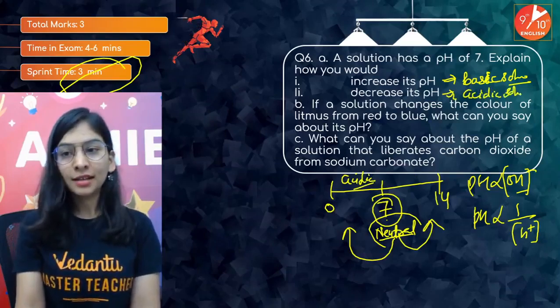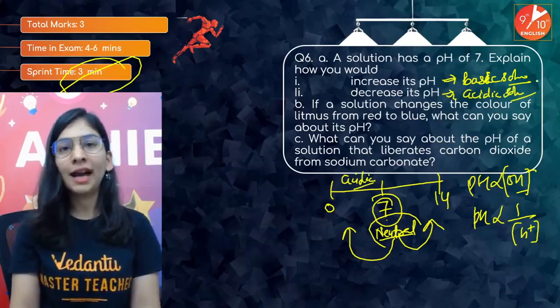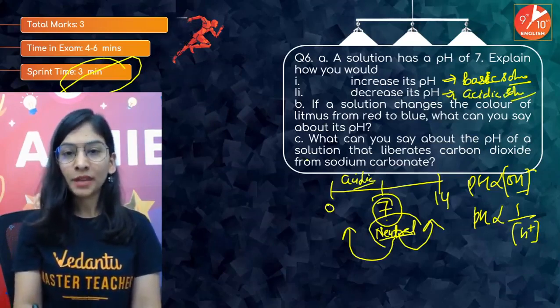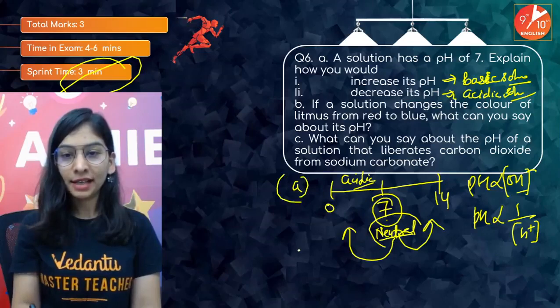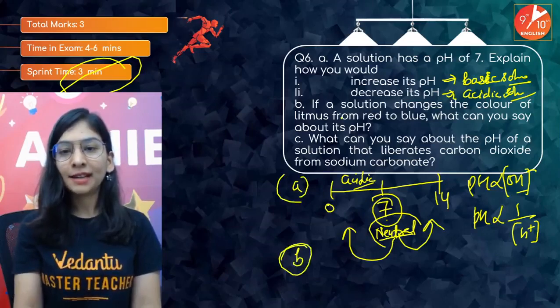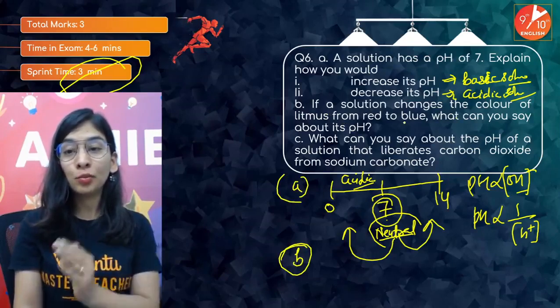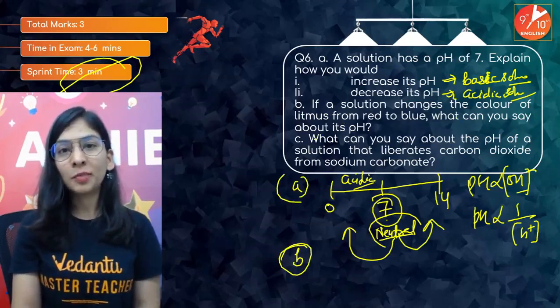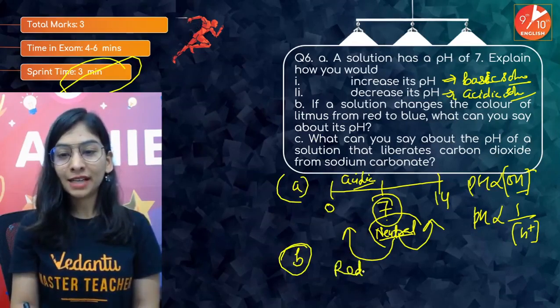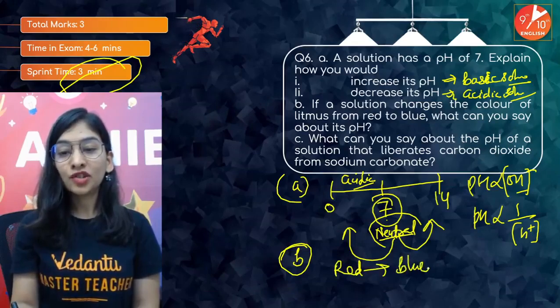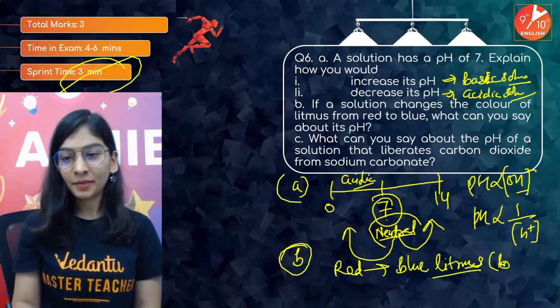So acidic, by putting HCl, maybe hydrochloric acid. Okay, so this A part is done and added. When I talk about the B part, that is telling if a solution changes the color of litmus from red to blue. What can you say about its pH? Red to blue, definitely. Red litmus will change to blue litmus. That means the solution is pretty basic.